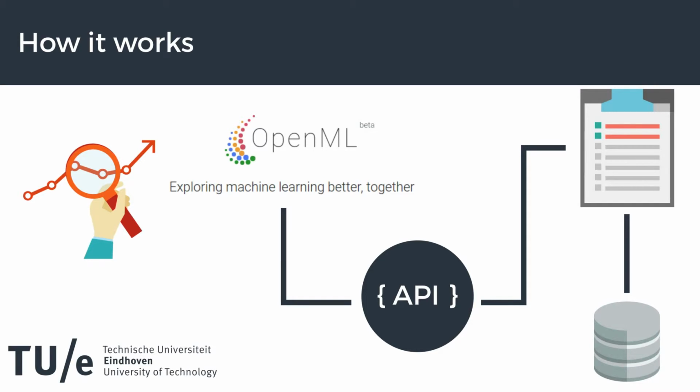OpenML provides a platform where scientists can post important data, inviting anyone to help analyze it. It structures and organizes all results online and allows you to search, compare, visualize, analyze, and download all combined results. Via an API, we can retrieve tasks that define what should be done on a particular dataset.